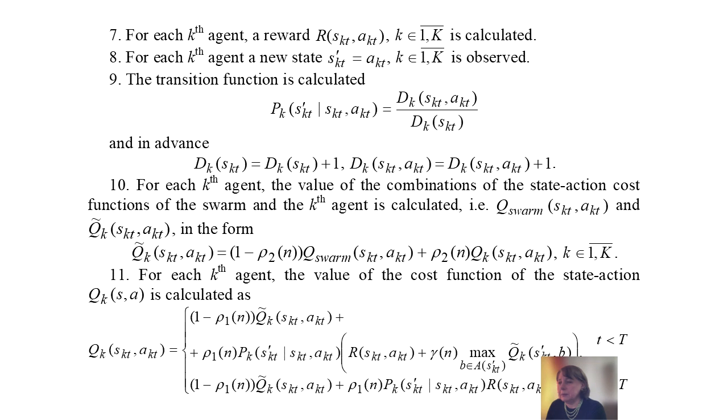Ninth step, the transition function is calculated by the formula and in advance by the next formula. Tenth step, for each agent the value of the combination of the state-action cost function of the swarm and the agent is calculated by the formula presented on the slide. Eleventh step, for each agent the value of the state-action cost function is calculated as presented on the next slide by the formula.